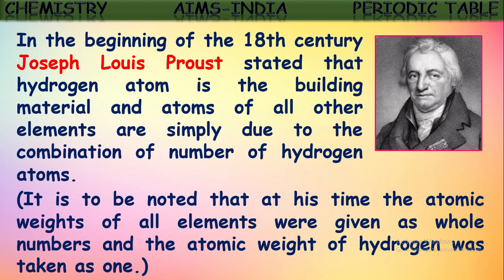It is to be noted that at his time, the atomic weights of all the elements were given as whole numbers, and the atomic weight of hydrogen was taken as 1. So based upon the atomic weight of hydrogen as 1, which was taken as standard, the atomic weights of the remaining elements were measured. That's why they got atomic weights for almost all elements as whole numbers. So based upon these characteristics, Joseph Proust assumed that hydrogen is a building block of all matter, and all remaining elements are formed just because of the combination of a number of hydrogen atoms. In that way, he proposed it in the 18th century.